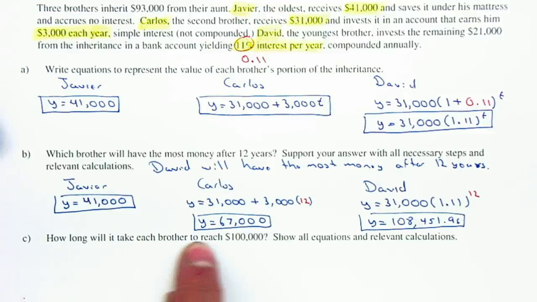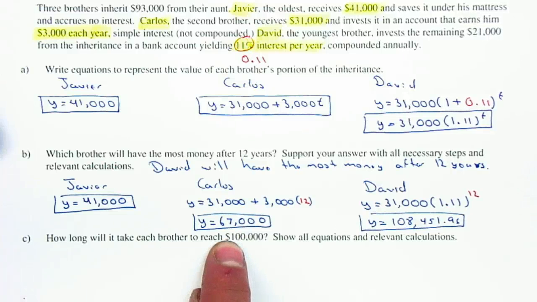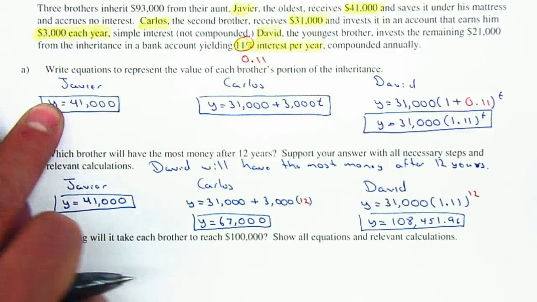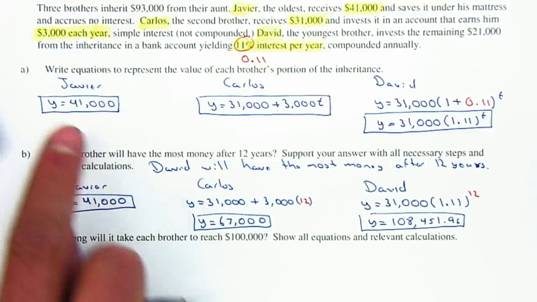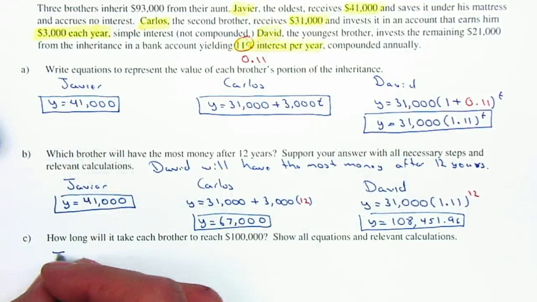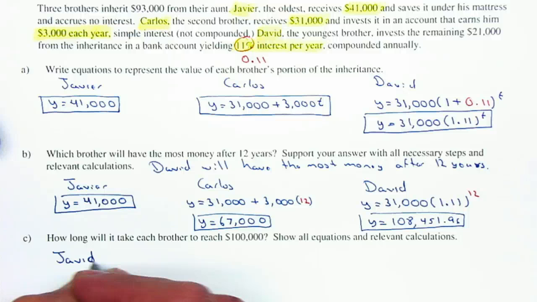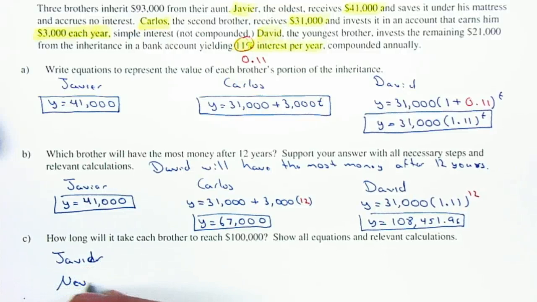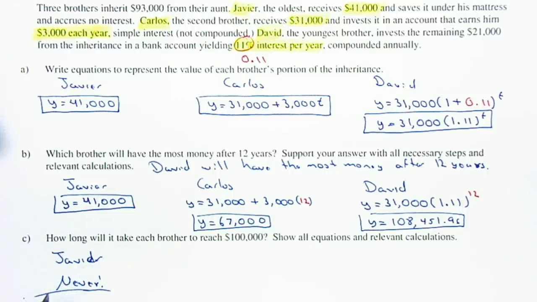How long will it take each brother to reach $100,000? So in this case, we are going to plug in the 100,000 in the Y. Notice that Javier will never reach $100,000. It will be never, since his money is not increasing. It will always stay at 41,000.